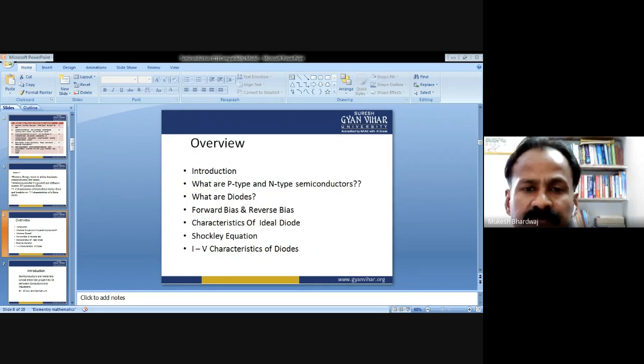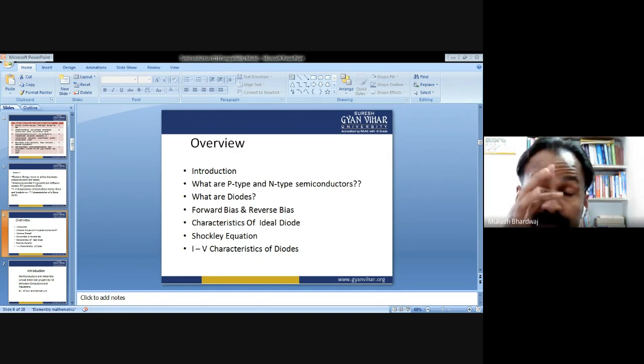So, overview. First, we are going to start with the introduction. P-type and N-type semiconductors. What are diodes? Forward bias and reverse bias. What do you mean by reverse bias and forward biasing? What are the characteristics of an ideal diode? What do you mean by the Shockley equation? The Shockley equation was given by the scientist Shockley, and it gives the relationship between voltage and current in diodes or in a semiconductor. Then the IV characteristic, the voltage-current characteristic of the diode.